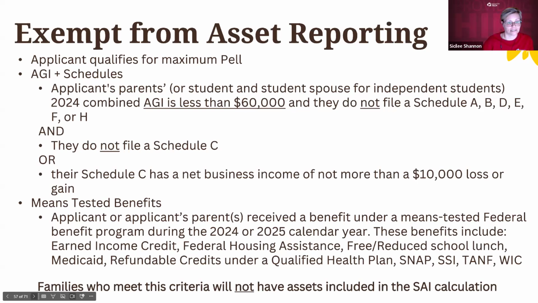There are some means tested benefits that could be exempt. This is for the applicant or applicant's parents that received a benefit under a means tested federal benefit program during the 2024 or 2025 calendar year. These benefits include things such as the Earned Income Credit, federal housing assistance, free or reduced school lunches, Medicaid, refundable credits under a qualified health plan, SNAP, WIC, SSI, TANF. And then families who meet this criteria will not have assets included in the SAI calculation.